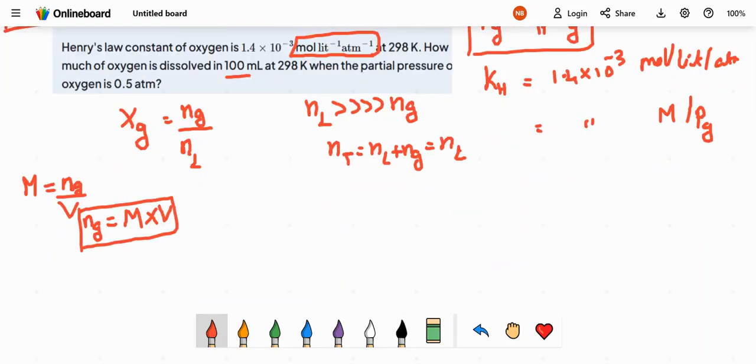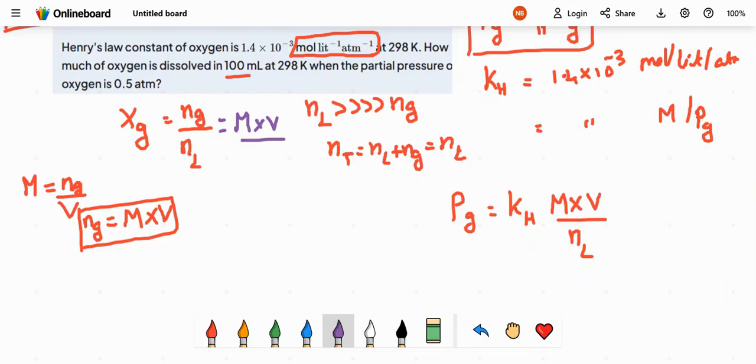Ready? So here, in partial pressure, that is KH in terms of mole fraction, that is mole fraction in terms of molarity will be written like that. Molarity into volume divided by number of moles of liquid solvent. Look at this here. Molarity, that is, instead of Ng, molarity into volume divided by NL. So that is what I have substituted here.